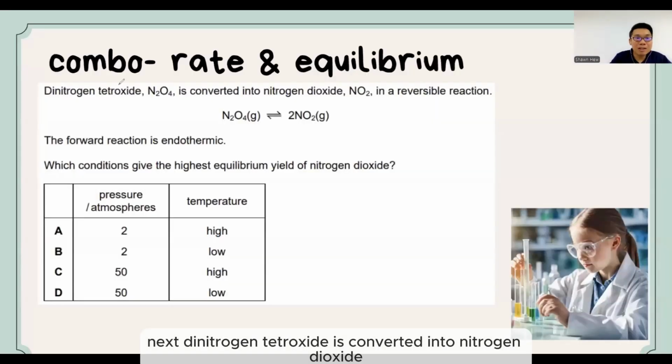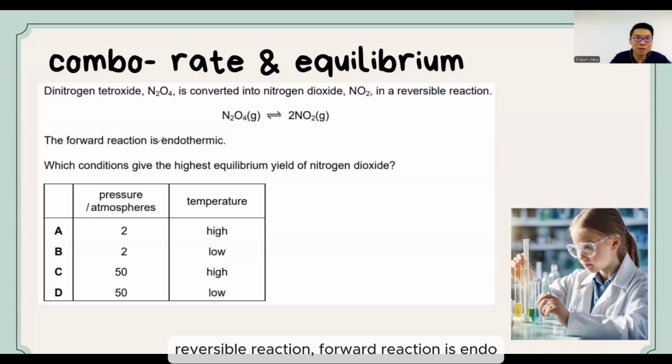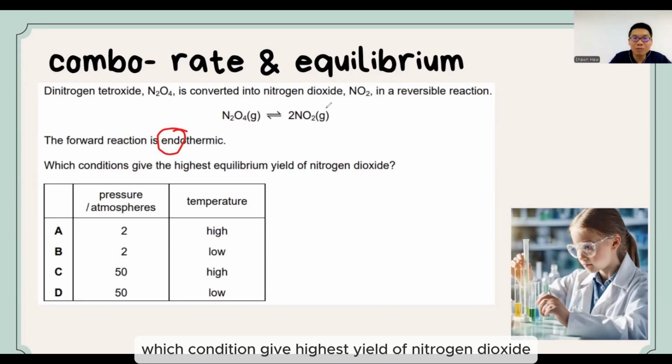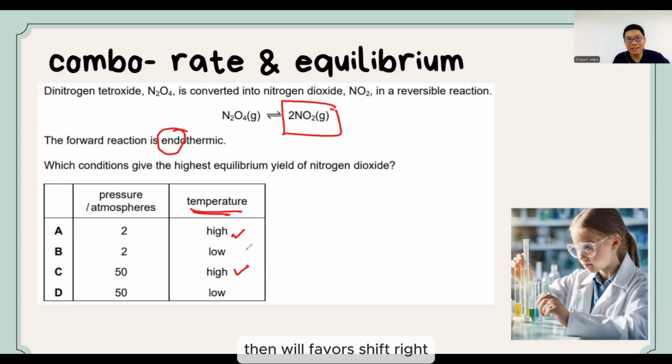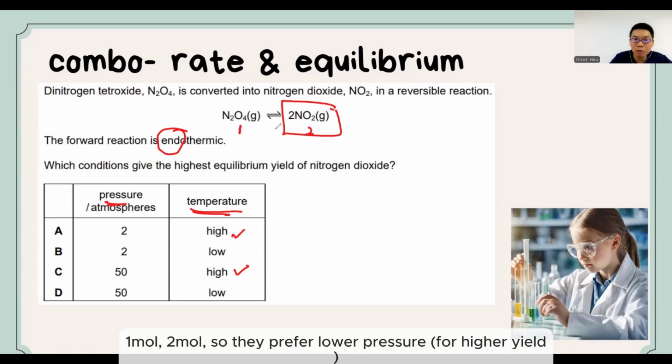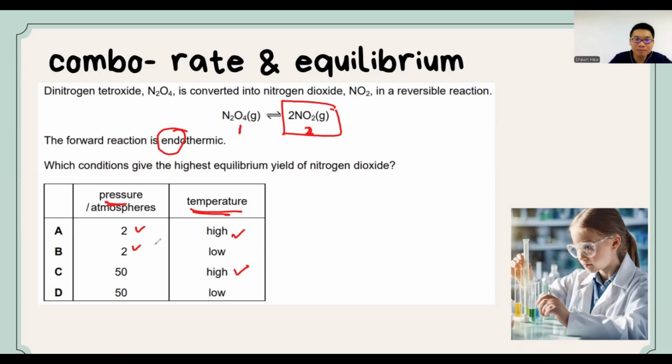Next, dinitrogen tetraoxide is converted into nitrogen dioxide. Reversible reaction. The forward reaction is endo. Which condition gives the highest yield of nitrogen dioxide? Endothermic means we need to increase the temperature. Then it will favor a shift right. And then for the pressure, we need to base it on the number of particles. 1 mole, 2 moles. So they prefer lower pressure. So the answer is A.